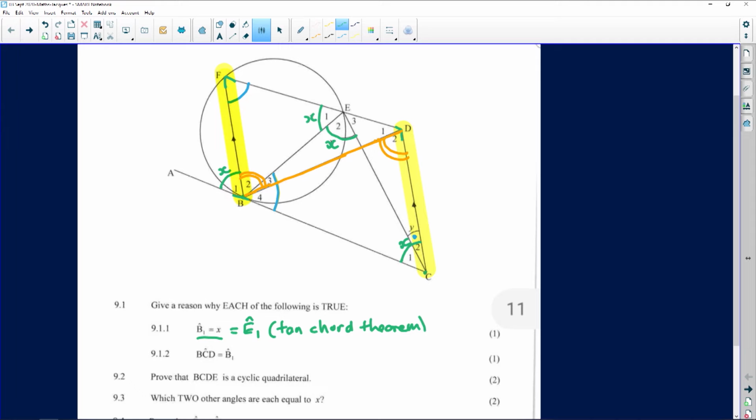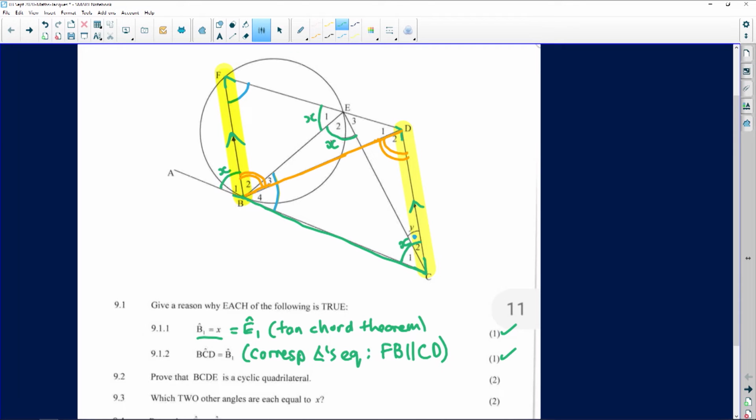Okay, so that's quite nice. BCD, the angle down here, they ask us why it is equal to B1. Well, we said that from the beginning. Here are our parallel lines. There's our transversal cutting the two parallel lines, so those are corresponding angles. So our reason: corresponding angles are equal. Why? The line FB is parallel to CD for 1 mark. So far we've got 2 marks.